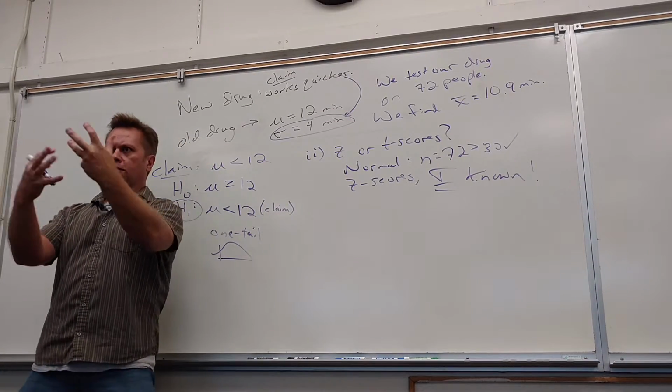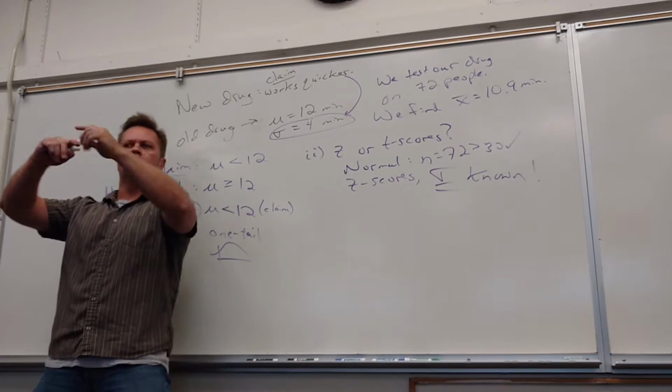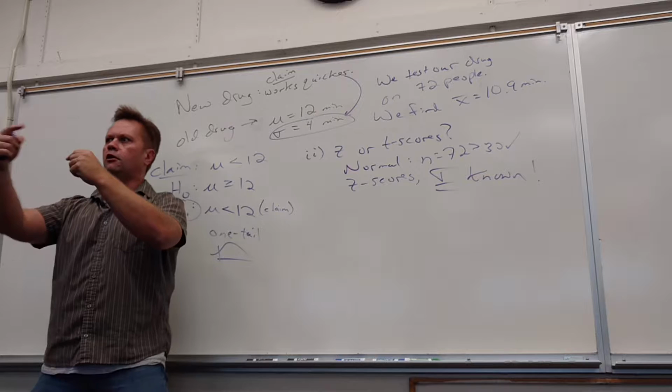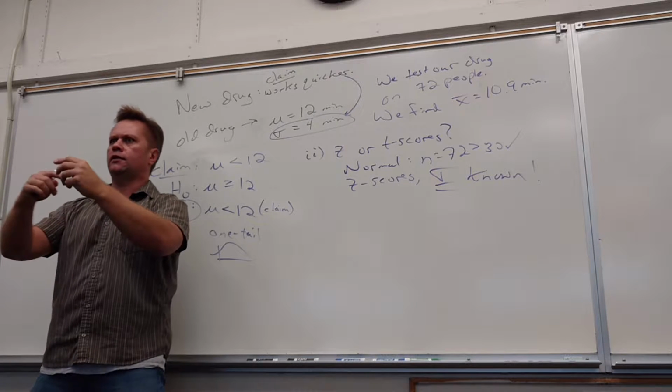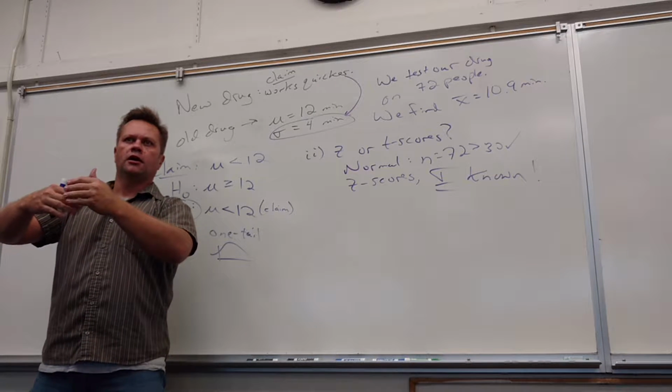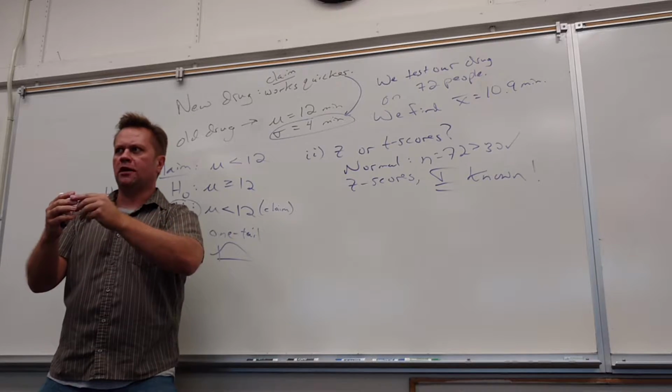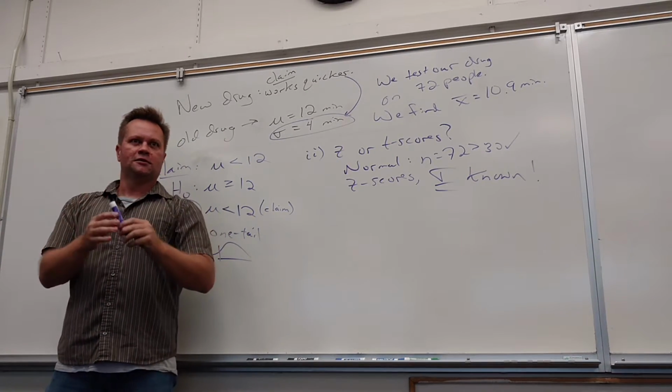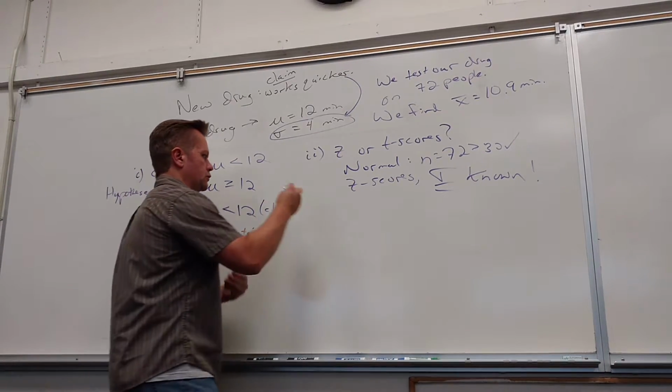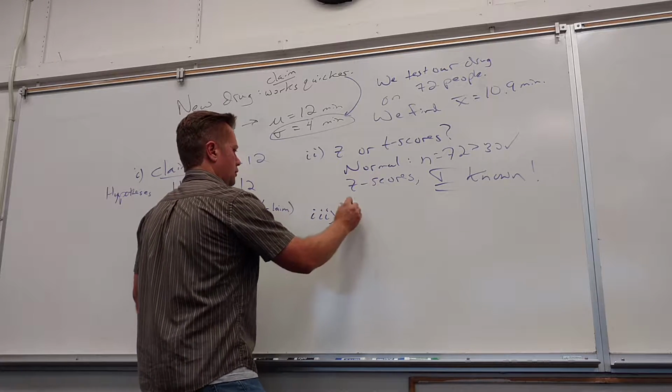Steps 3 and 4 go together. Step 3 is going to be what's enough evidence. How far away do I have to get to have enough evidence? Sort of like that thing with the coach: to show me evidence that you belong on my team, you had to run this fast. So step 3 is where we set up the rejection region.